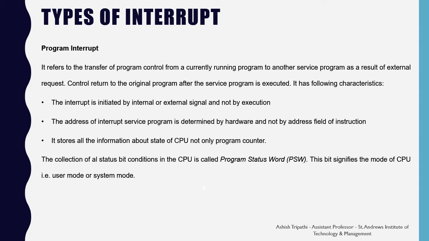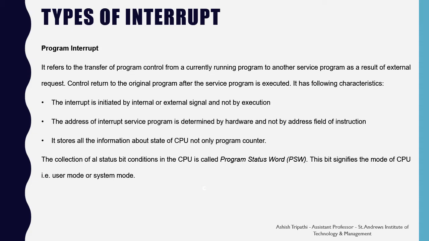For example, if we want the control to transfer from the main function to the addition function, it has the following characteristics. The interrupt is initiated by internal or external signal and not by the execution. The address of the interrupt service program is determined by the hardware and not by the address field of instruction. It stores all the information about the state of CPU, not only the program counter. The collection of all status bit conditions in the CPU is called the program status word.